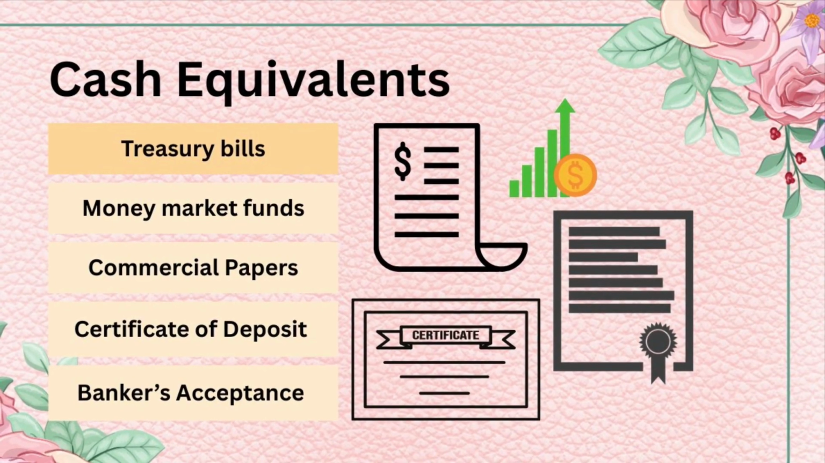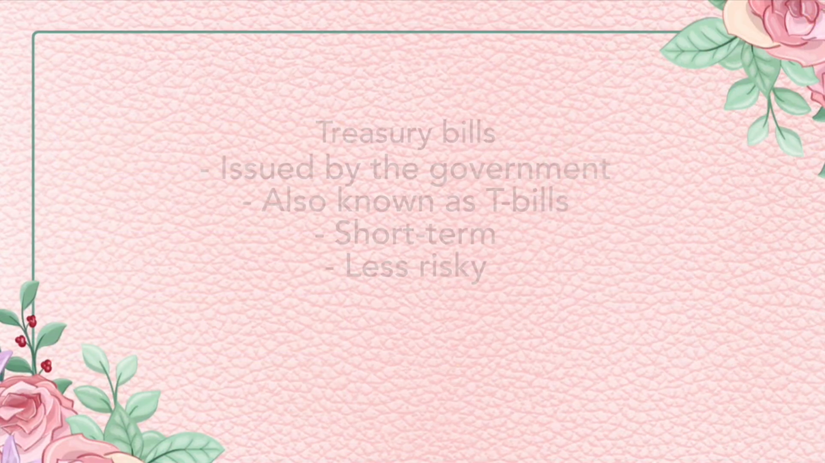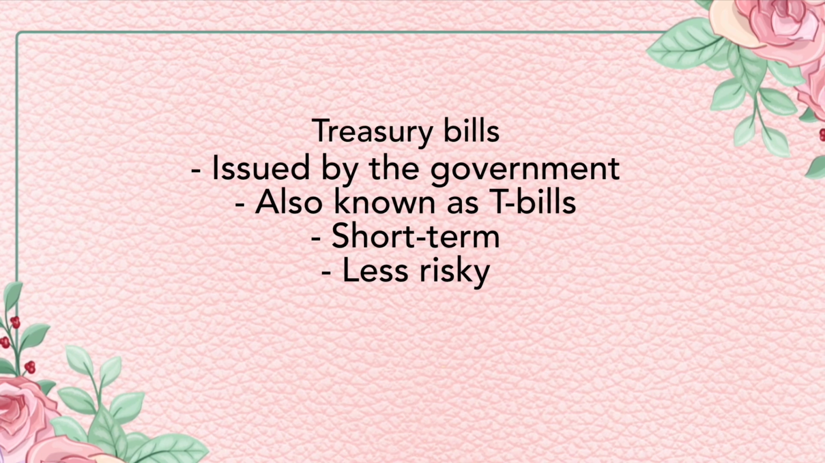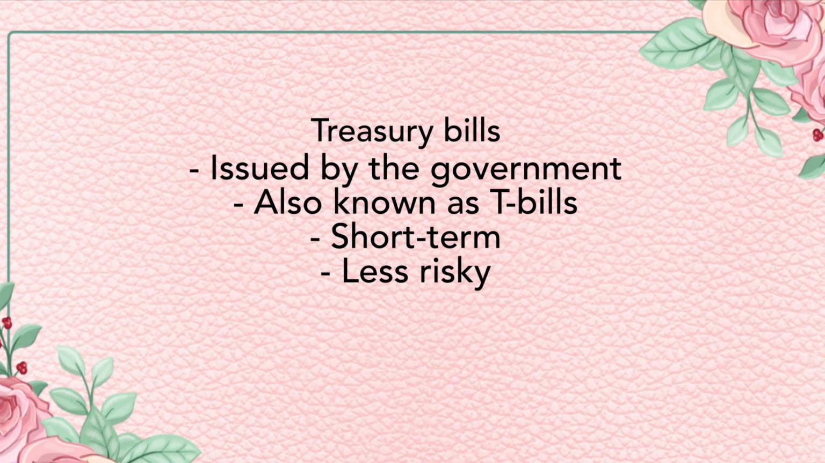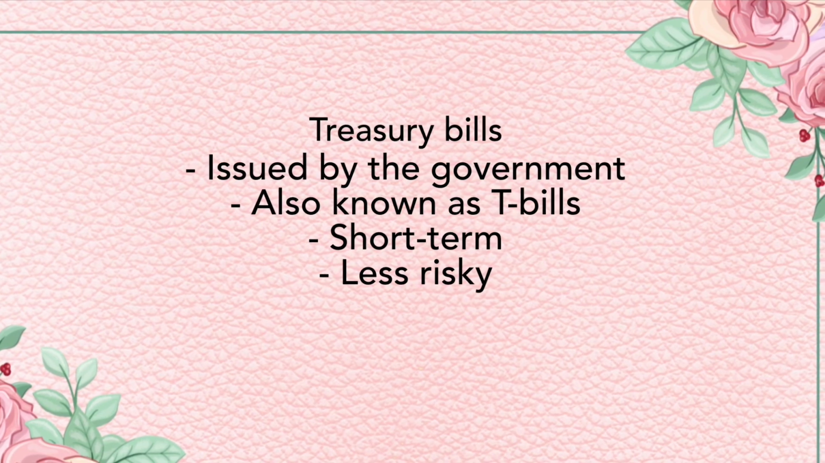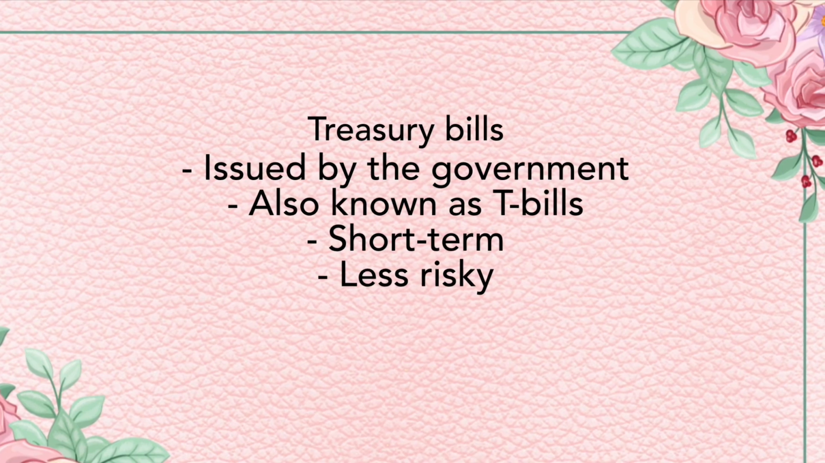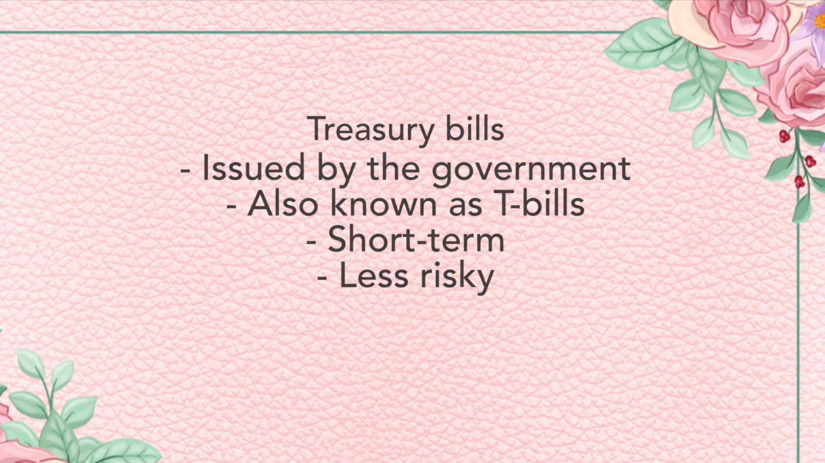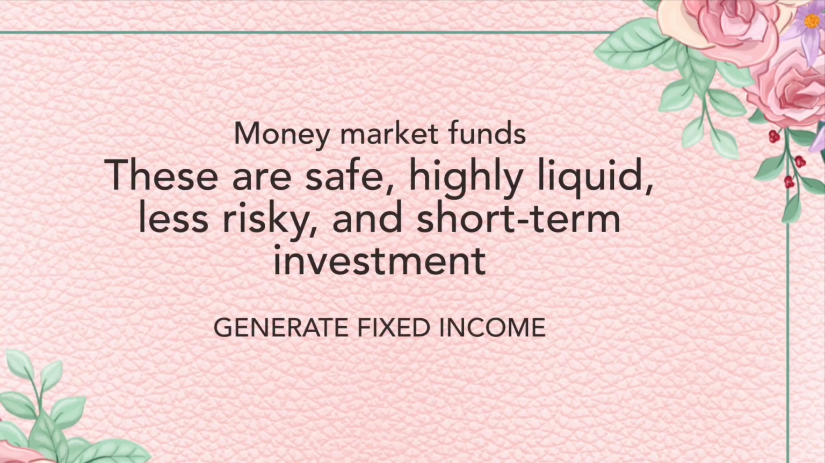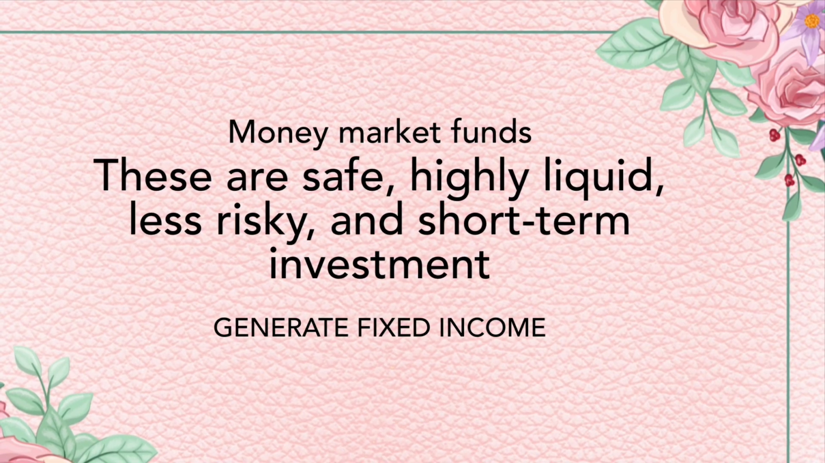We know what is cash equivalent, but what are the types of cash equivalent? So cash equivalent is of many types. Some of the types we'll discuss in this video. Like first is the treasury bill, which are also known as T-bills. Government issues these type of bills, and because these are backed by the government, these are less risky, and these are the safest investment. And they have a maturity period of less than 1 year, so these are less risky and easily convertible in cash. Next is money market funds. These are the funds that generate income, as these are safe, highly liquid, less risky, and short-term investment.